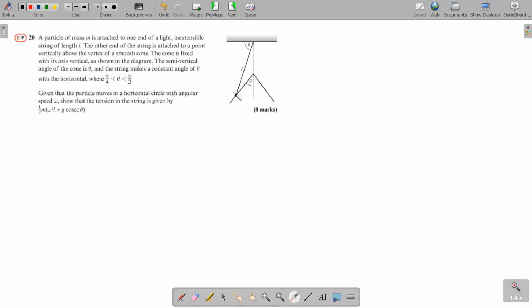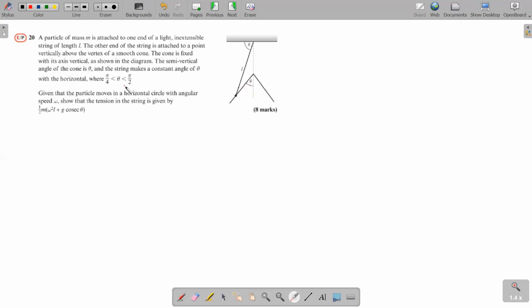So this is a smooth cone. Okay, so this is your particle and this is the inextensible string. The semi-vertical angle of the cone is theta. Okay, so semi-vertical angle over here, this is theta. And the string makes a constant angle of theta with the horizontal. So this is also theta.